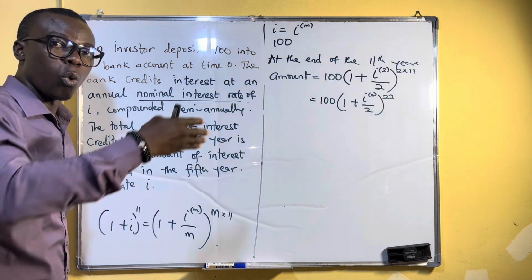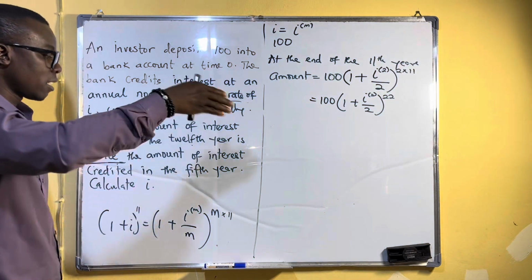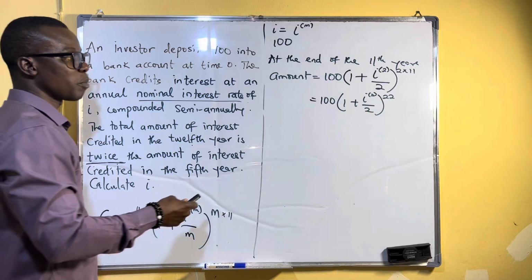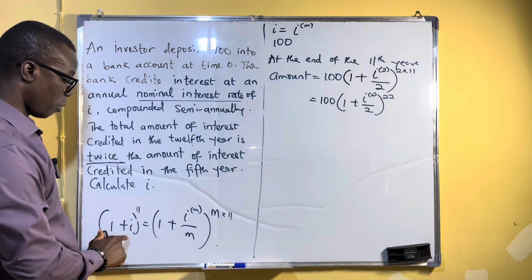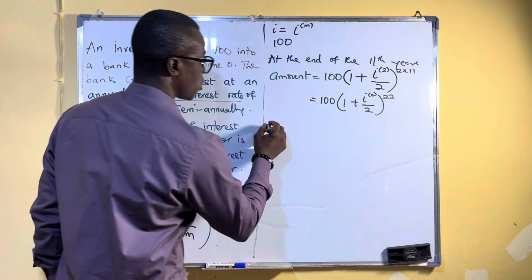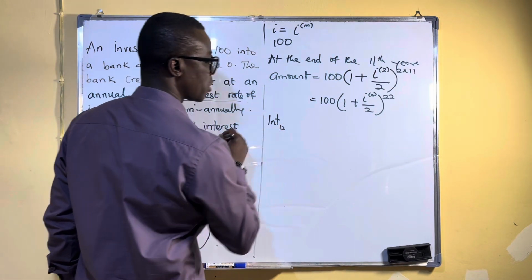But then, what will be the interest credited in the 12th year? That simply means I'm going to multiply that with the interest, which is going to be the annual effective interest rate. So I'm going to say interest at the 12th year.